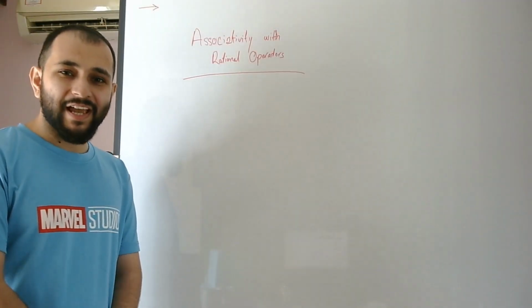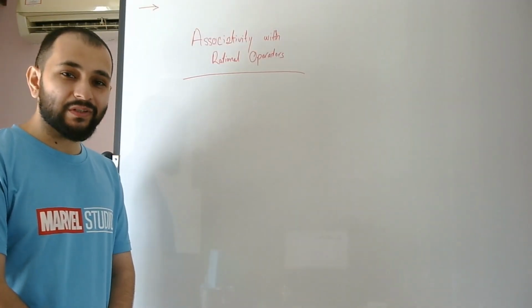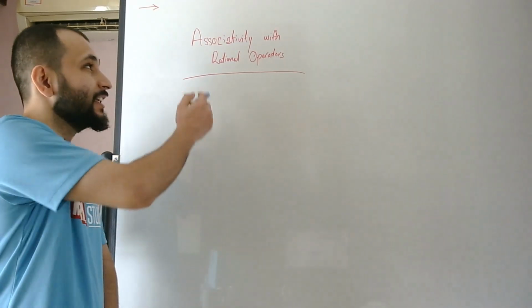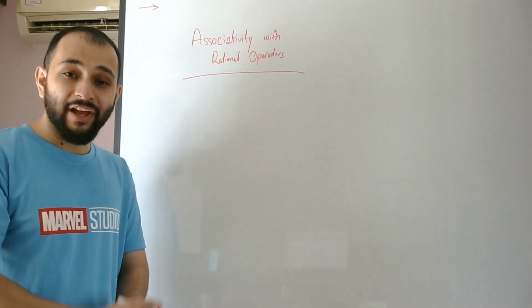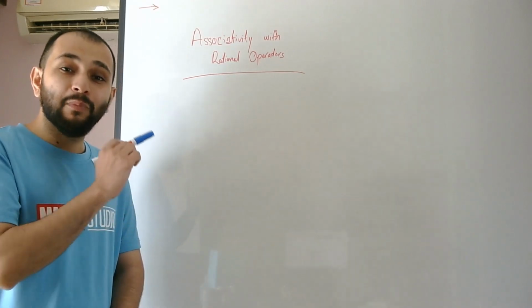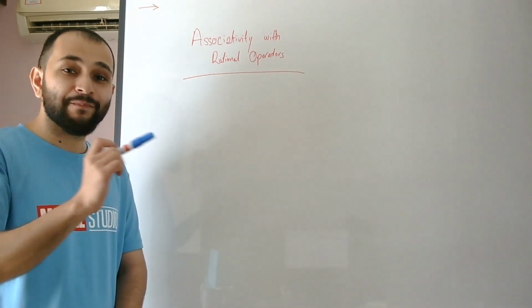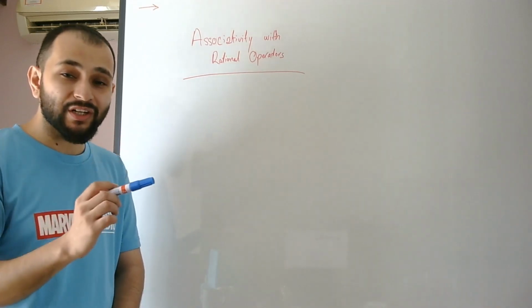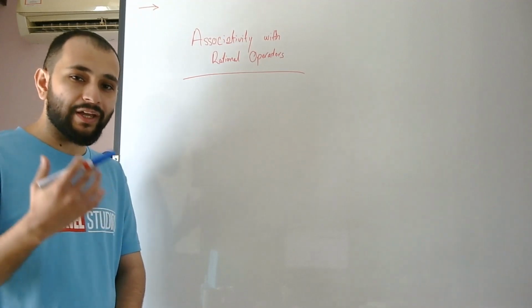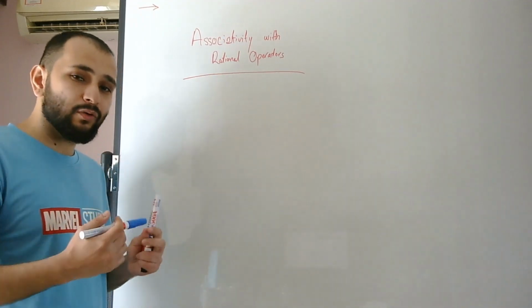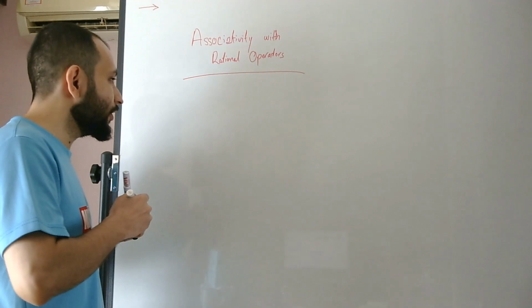Hello and welcome to this episode. In this episode we want to discuss the associativity rule with relational operators. That means that if we have multiple relational operators in just one expression, how do we resolve or evaluate that expression? So let me write down an example for you here.